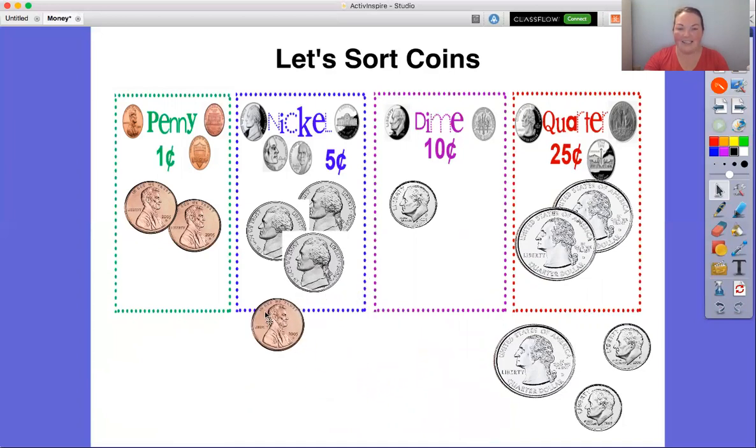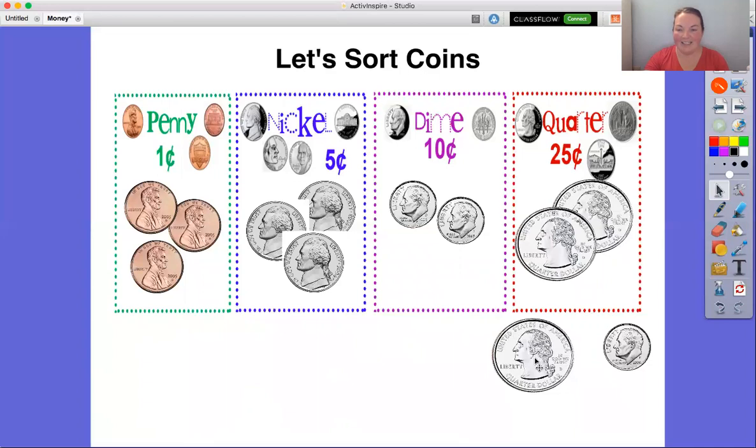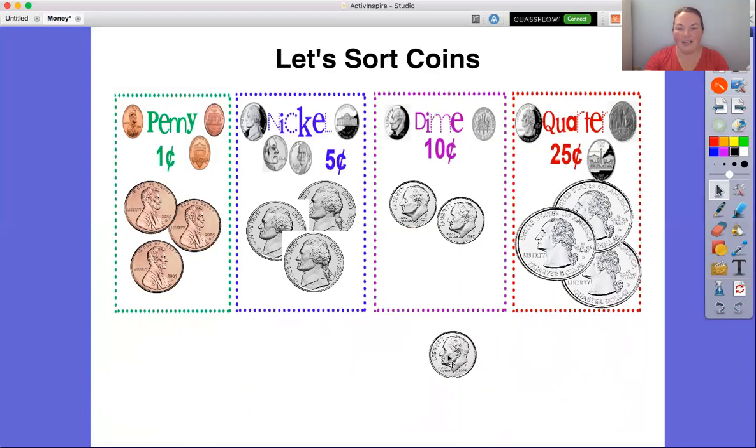Here we have a nickel. And is this a nickel or a penny? Penny. What about this one? Is this a quarter or a dime? A dime, worth 10 cents. This is a big one, so it must be a quarter. And our last one is a penny? No. Nickel? No. Quarter? No. A dime. It's a dime.